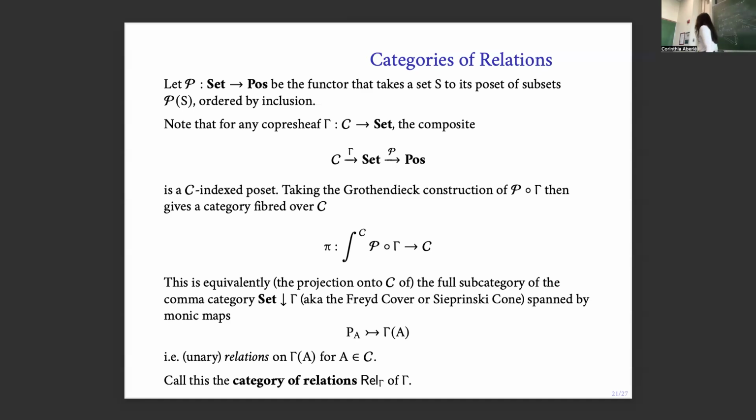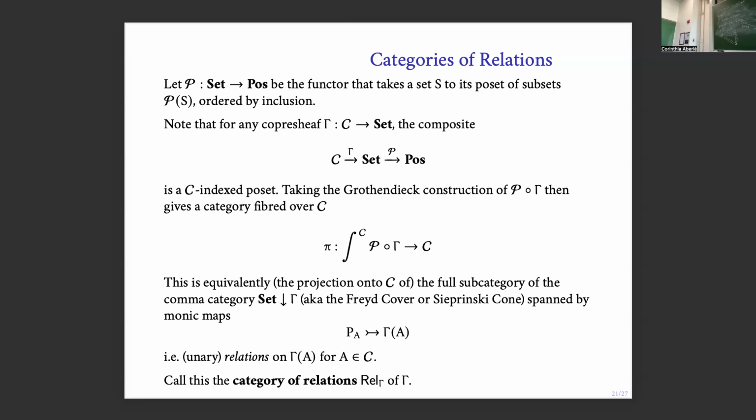I can say a little bit about where my thoughts were headed when I was trying to think about this. This seems very nice. I really want to look into that and see if I can push that further. But what I was thinking about was looking at the Sierpinski cone, which was this comma category, right?